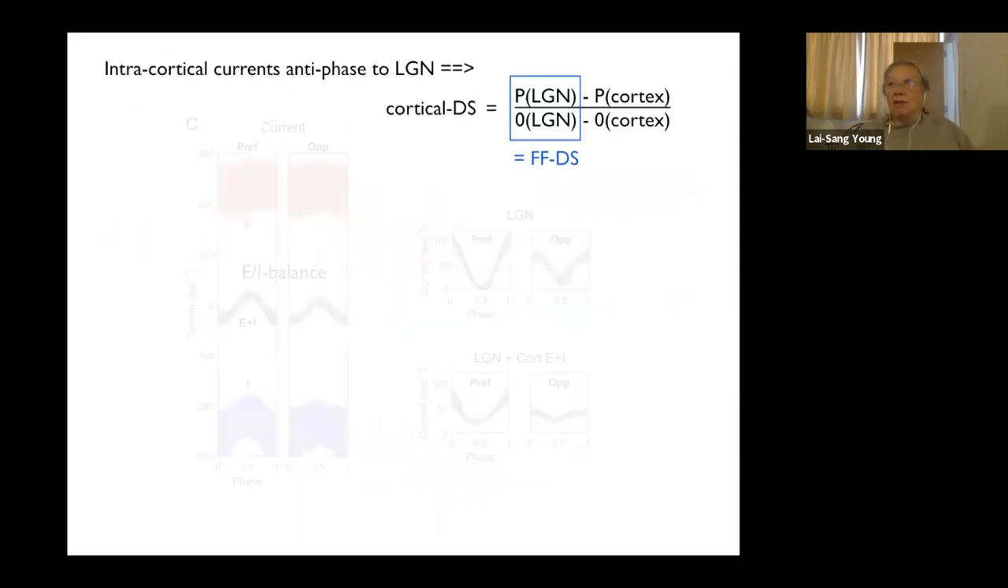So this is my last slide before the summary, by the way. Okay, so I hope that's okay. So what is the significance of this? The significance is that the fact that they are antiphase means this. First let's look at the feedforward DS. That's the firing rate of LGN in the preferred direction divided by the opposite direction, right? But if you look at the cortical current, it is LGN plus intracortical, and it's a minus here. That's what this antiphase does. So it is this minus this, and opposite minus opposite.